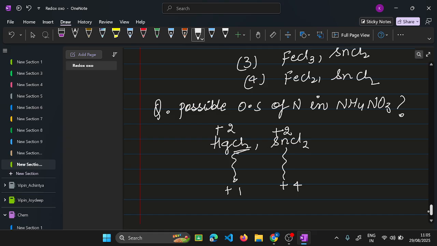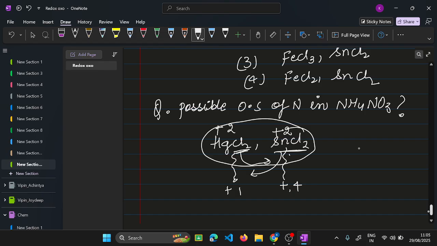So they can help each other. AgCl2 can help SnCl2 to oxidize, and SnCl2 can help AgCl2 get reduced. One acts as a reducing agent and the other as an oxidizing agent. So they cannot exist together, because one is oxidizing and another is reducing, so they will undergo a redox reaction, right?